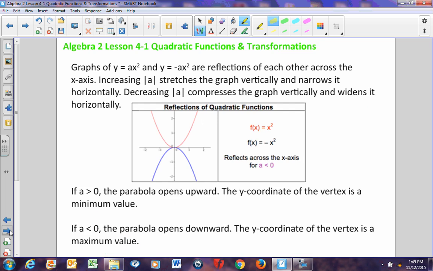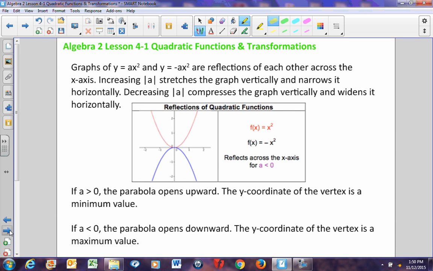We talked about some of these before. The graphs of y equals ax squared and y equals -ax squared are reflections of each other across the x-axis. If I increase the absolute value of a, in other words, if it's a whole number, it stretches the graph vertically and narrows it horizontally. Decreasing it, a fraction, compresses the graph vertically and widens it horizontally.